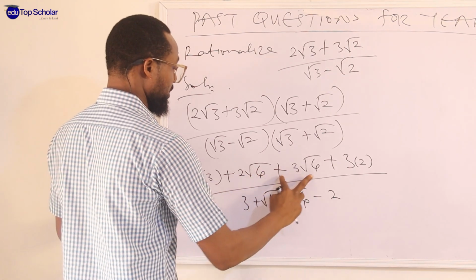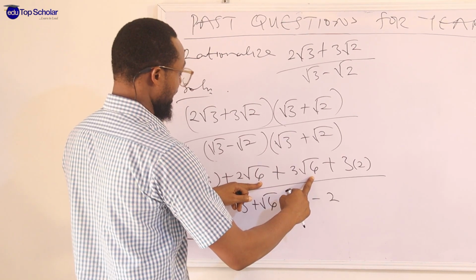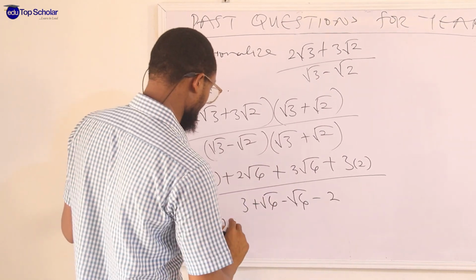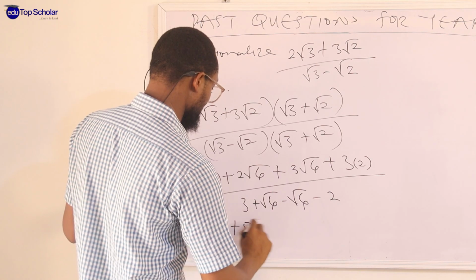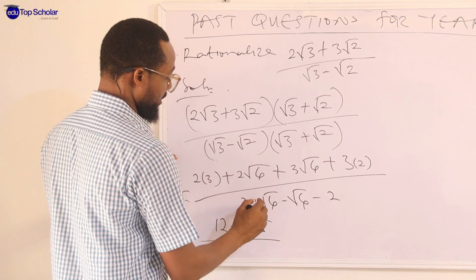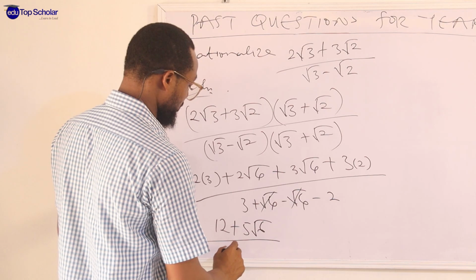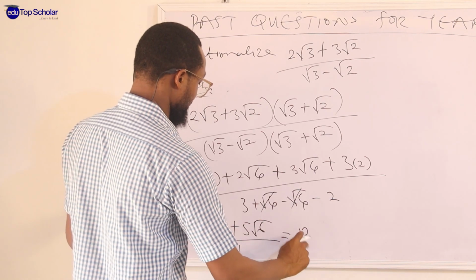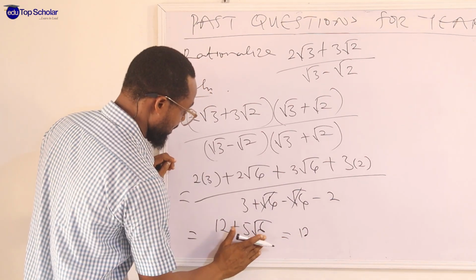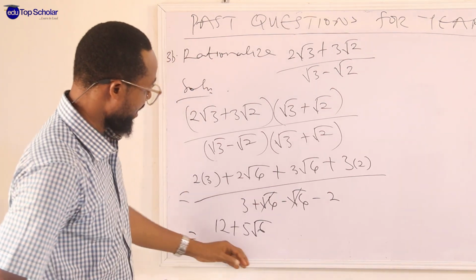I want to take that one at once. Since this one is like common, it's like having 2x plus 3x. So we have 2 root 6 plus 3 root 6, that will be plus 5 root 6. All of this divided by, this is root 6 minus root 6, that will be 0. So 3 minus 2, 1. Our result is 12 plus 5 root 6, which is the required answer.